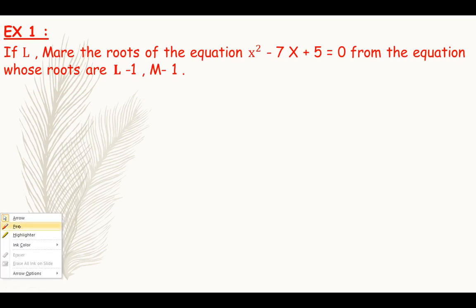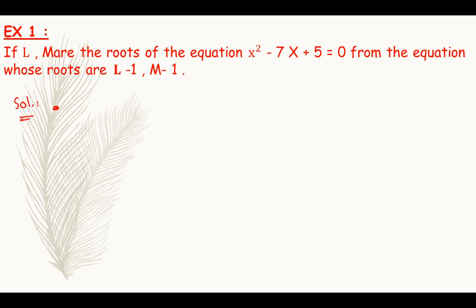Example number 1. If L and M are the roots of the equation x power of 2 minus 7x plus 5 equals 0, form the equation whose roots are L minus 1 and M minus 1. Okay? In this case, we have an old equation, which is x power of 2 minus 7x plus 5, and this equation has two roots. One of them is L and the other is M. Okay? So, solution.